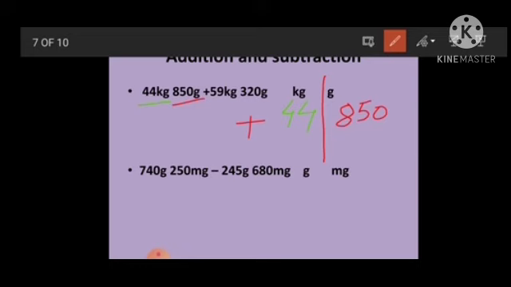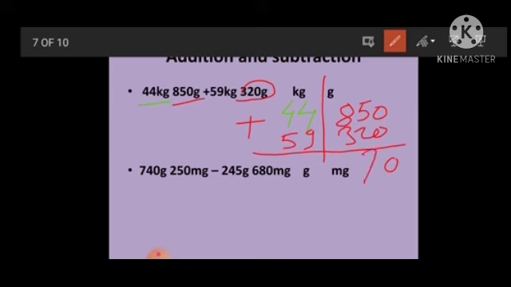Then add how many kilogram? 59 kilogram. So we write 59 in the kilogram column. How many gram? 320 gram. So which column do we write it in? The gram column. And then add: 0 plus 0, 0.